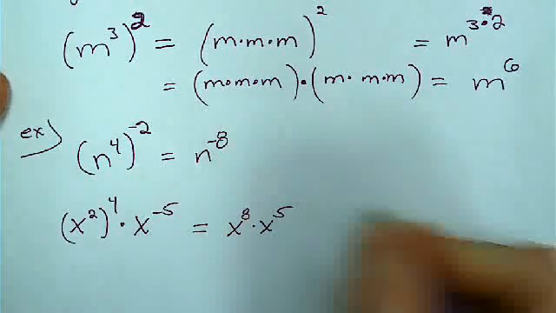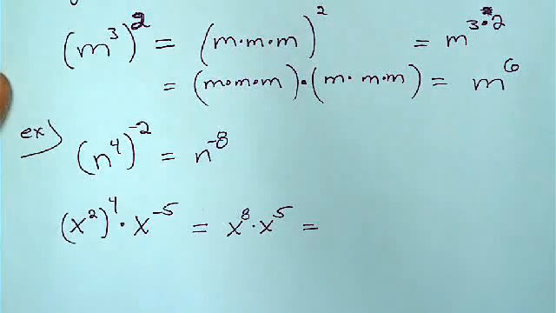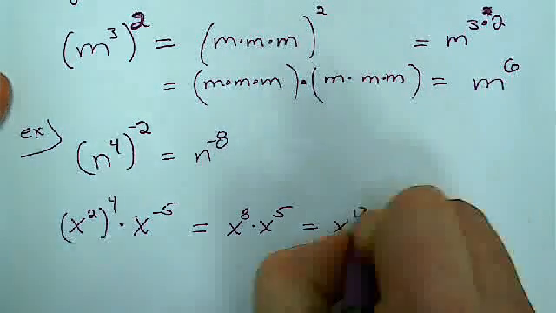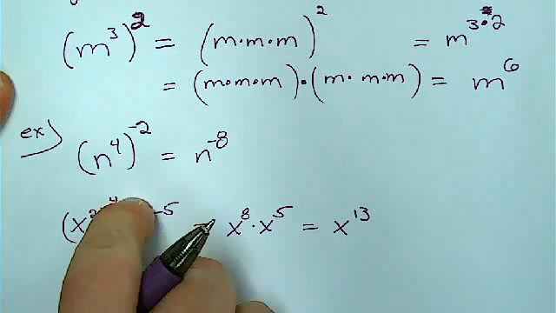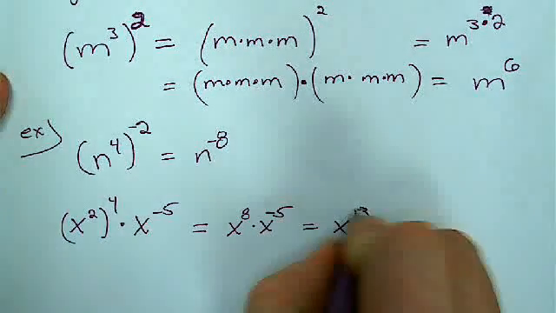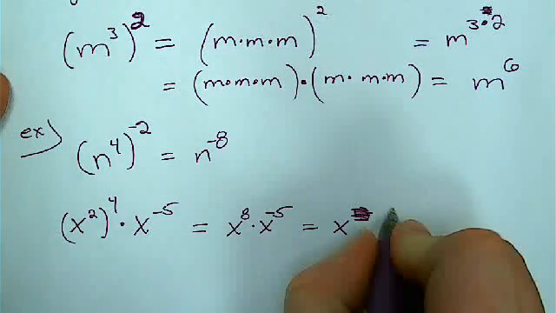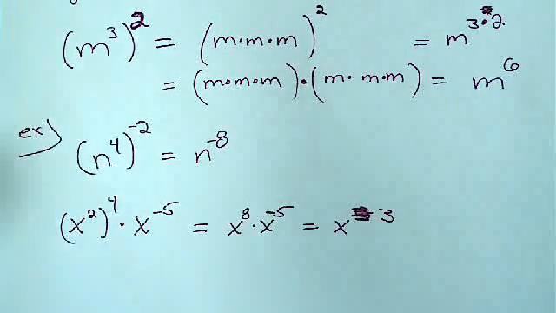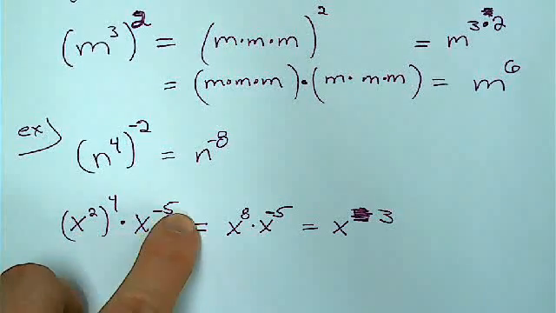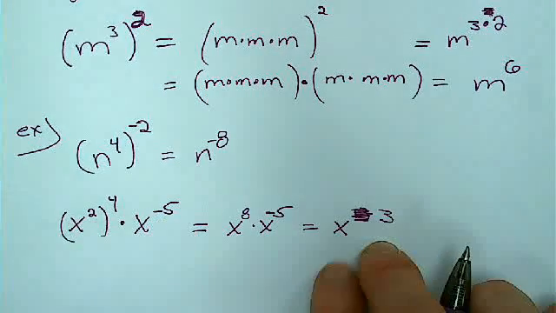Now what do I do? Add them. So that's going to give me x to the what? 13th. So x squared to the fourth times, oops, hey. Yeah, it was negative, that's what I thought. We lost the sign there, so that should be not 13, it should be 3. There we go. So x squared to the fourth times x to the negative fifth works out simplified down to x to the third.